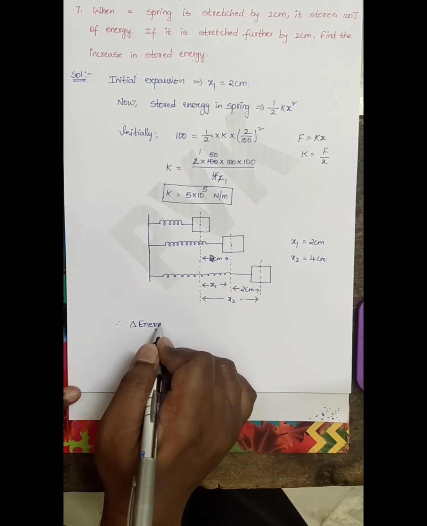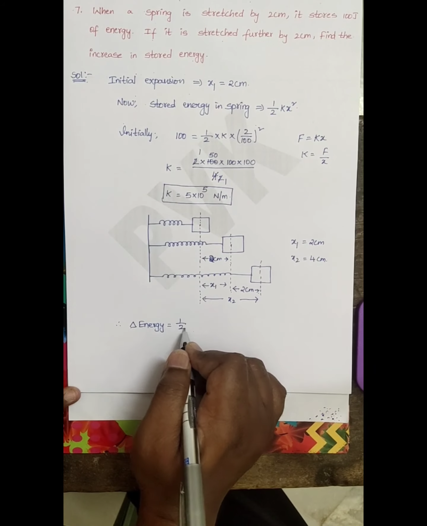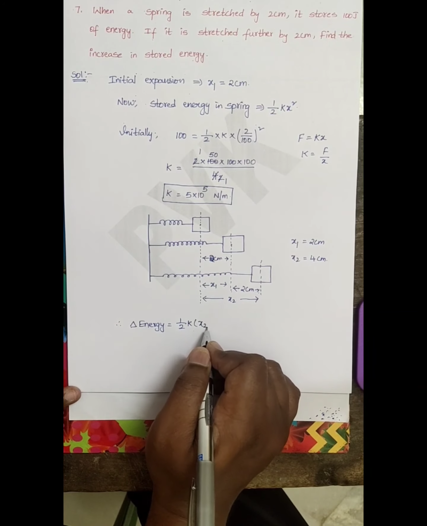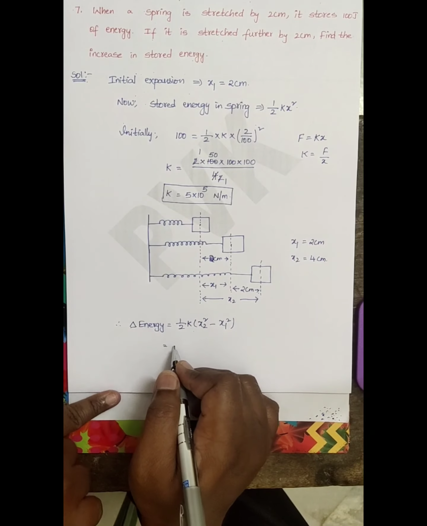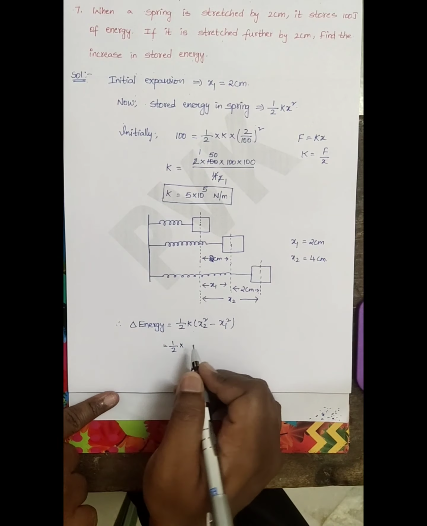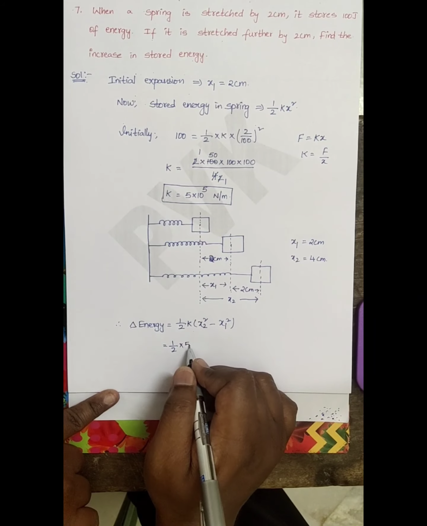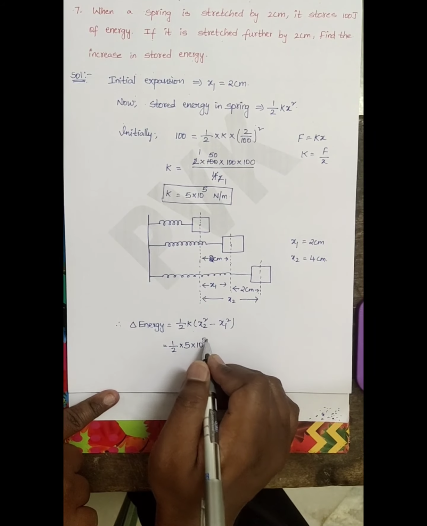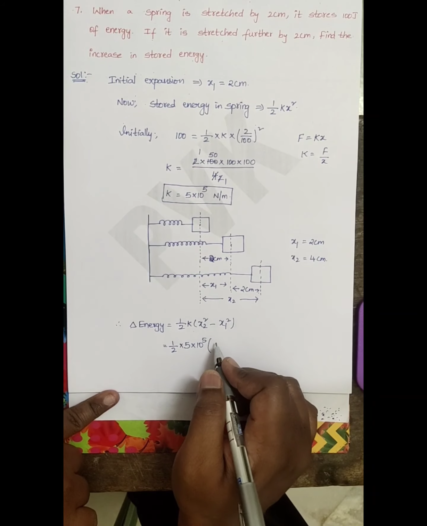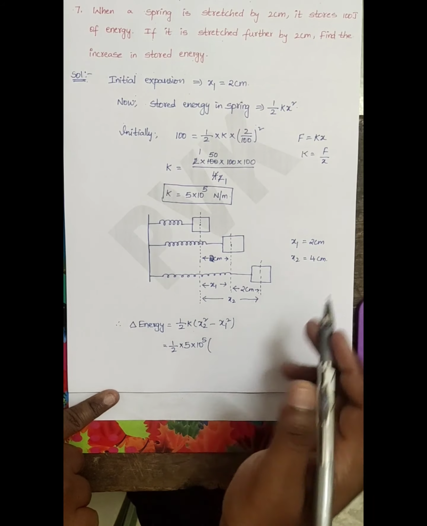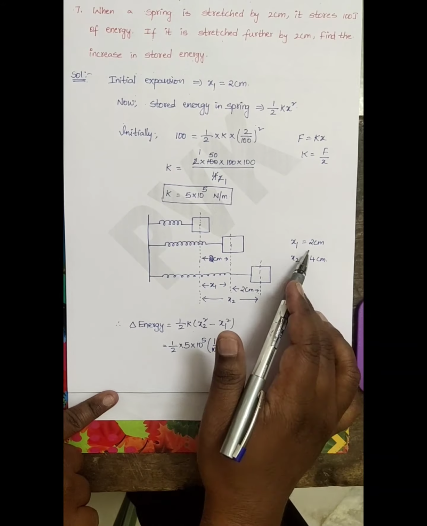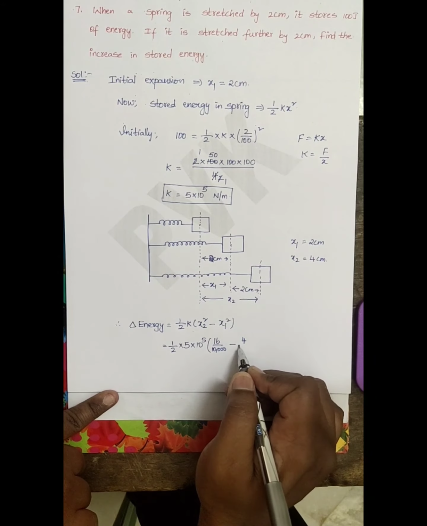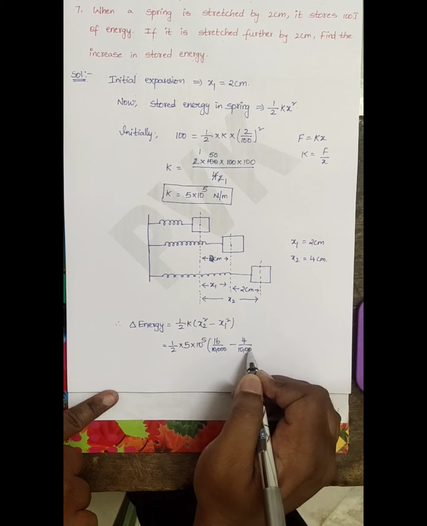The change in energy equals half into k into (x2 square minus x1 square). Already we have this formula, so let us substitute all the values. Half into k value, which we just calculated as 5 into 10 to the power of 5, into x2 square. x2 is 4 centimeter, so squaring and converting into SI system, we get 16 by 10,000, minus x1 square. x1 is 2 centimeter, square will be 4 by 10,000, in meters.